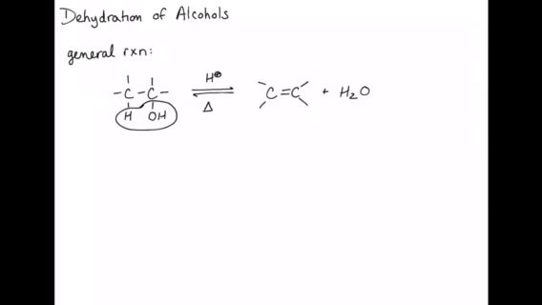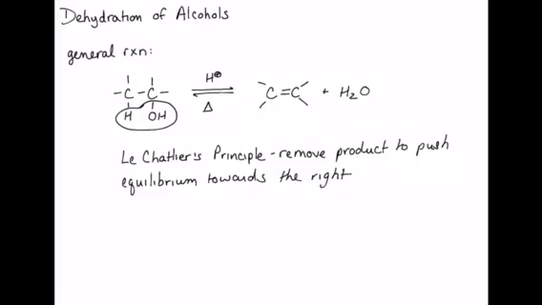Therefore, we need to use Le Chatelier's principle to favor the products. If we remove the product, the equilibrium will shift towards the products in order to alleviate the change that we've made in the equilibrium. In this type of reaction, we typically do that using a distillation to collect the alkene product. The mechanism of a dehydration reaction resembles the E1 mechanism.